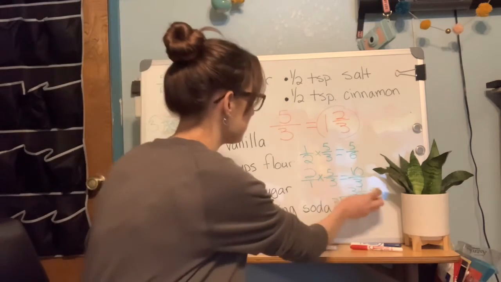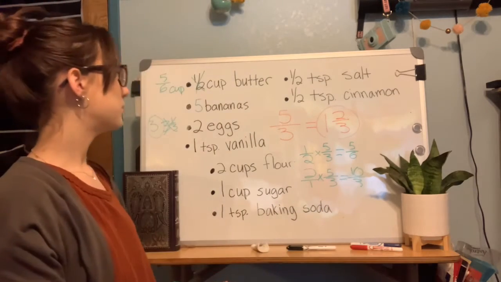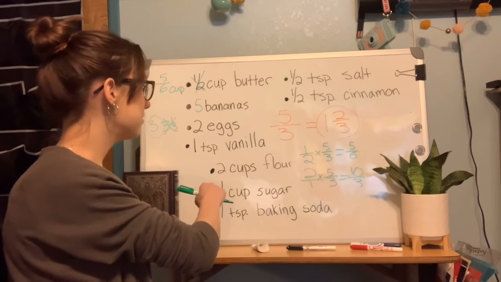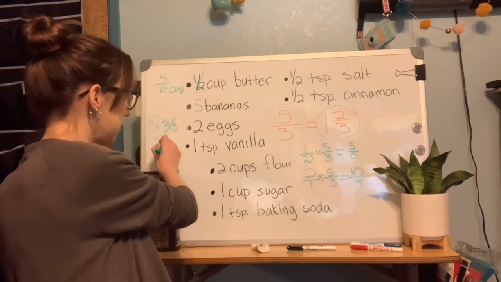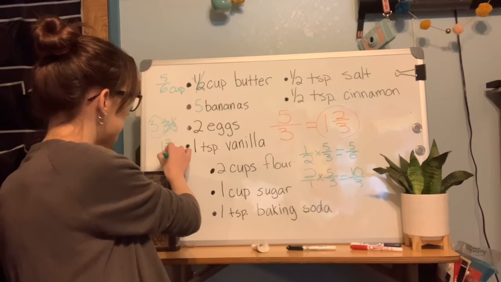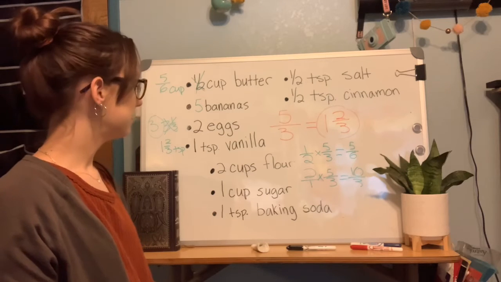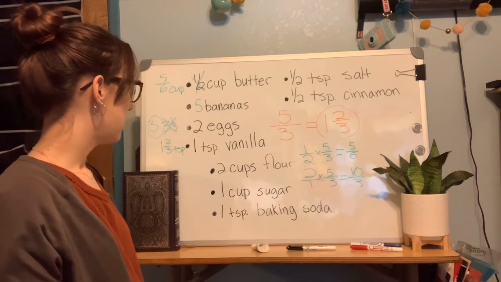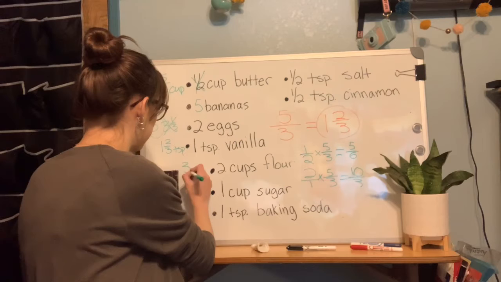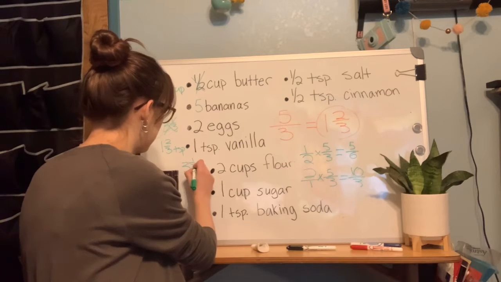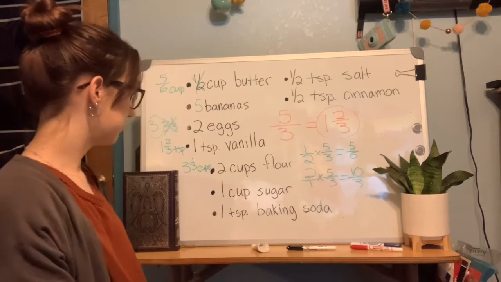I'm running out of room here, so I'm going to erase this. Okay, 1 teaspoon vanilla. 1 times 5/3, we know is just going to be 5/3, which converted back into a mixed number, we're going to end up with 1 2/3 teaspoon of vanilla. 2 cups of flour. We have to multiply 2 cups times 5/3. We already did the work for multiplying 2 times 5/3, so we have the same answer, 3 1/3, but the unit's different, right? 3 1/3 cups of flour.